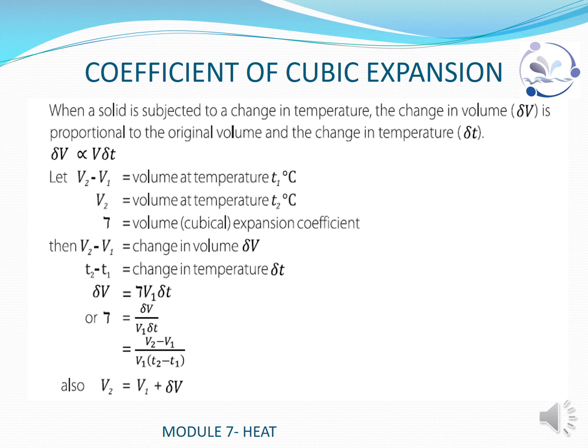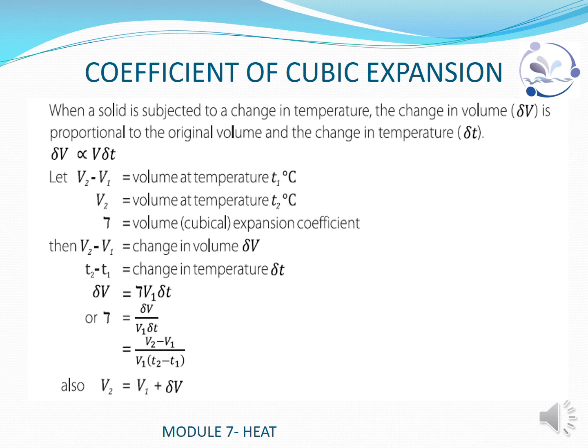Coefficient of cubic expansion. When a solid is subjected to a change in temperature, the change in volume is proportional to the original volume and the change in temperature. So we're going to have volume at temperature T1 and volume at temperature T2, where T1 is the initial temperature and T2 is our final temperature. This represents your cubic expansion.